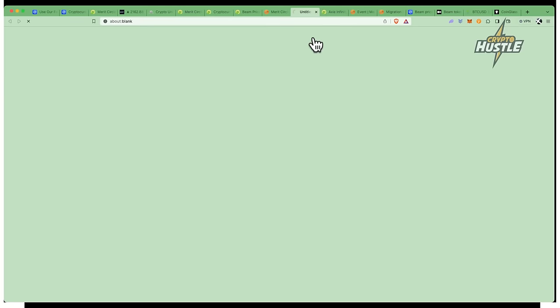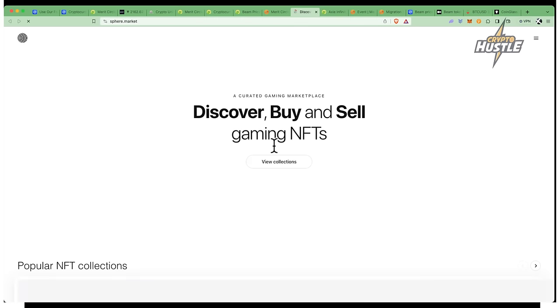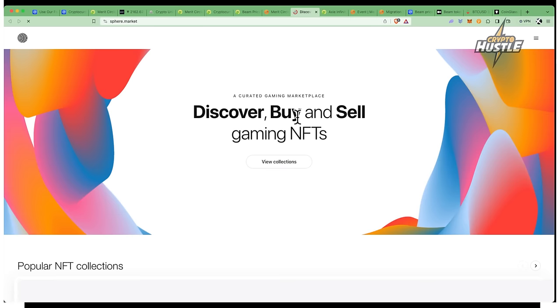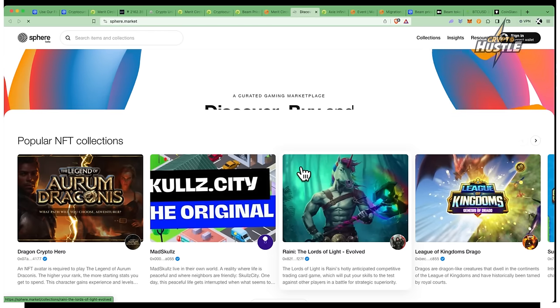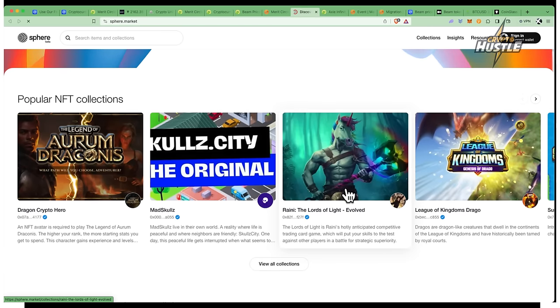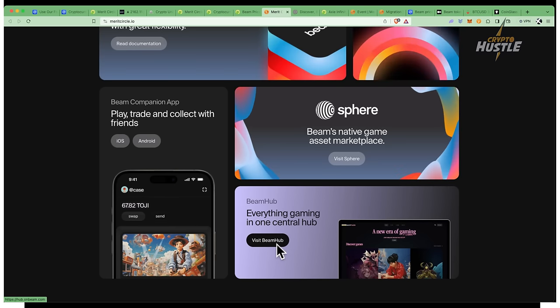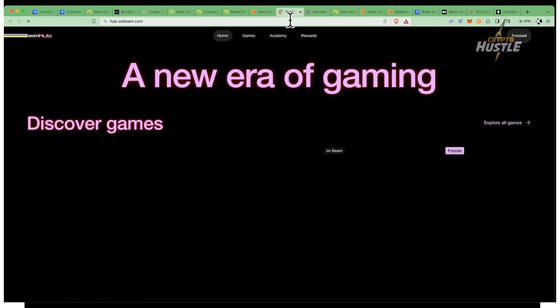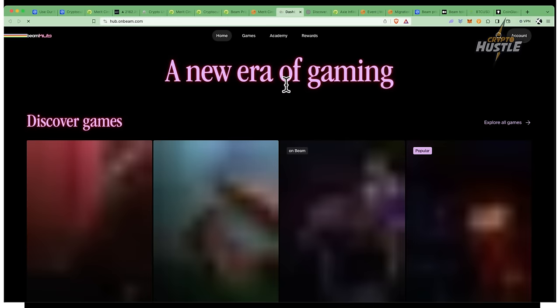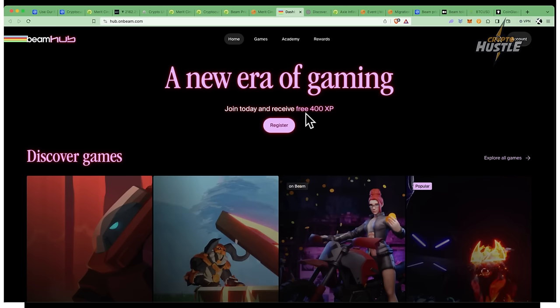So they have this Sphere marketplace, and you can basically buy and sell gaming NFTs within here. Different chains, you don't even have to care which chain it is on or in which game. You can sell anything in there. And then they also have the BEAM Hub, which is the central gaming center. Imagine Steam. I think they're taking from it, maybe that's why the name is BEAM. They're trying to be the Steam of Web3.